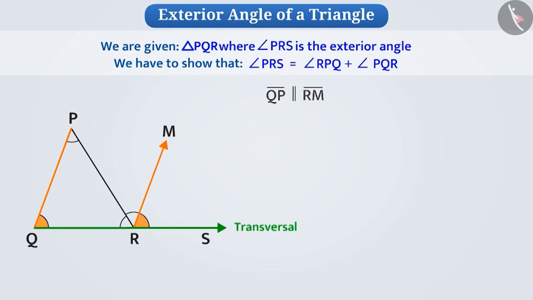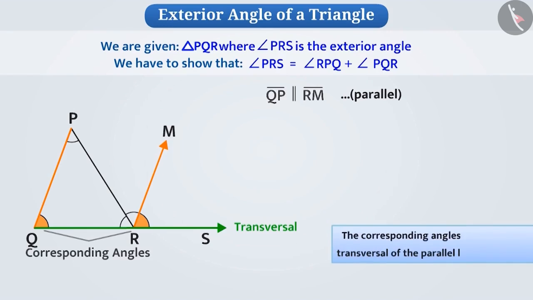Here, QP and RM are parallel, and angle PQR and angle MRS are corresponding angles formed by a transversal QS of side QP and line RM. Since the corresponding angles formed by a transversal of parallel lines are equal, we can say that angle PQR is equal to angle MRS.